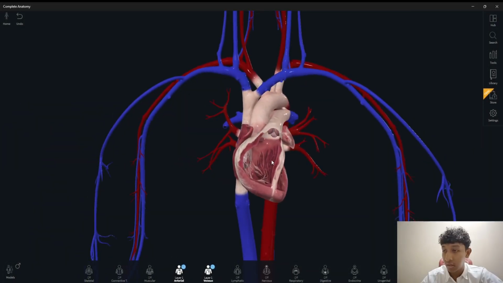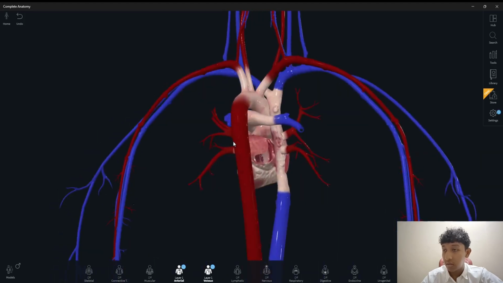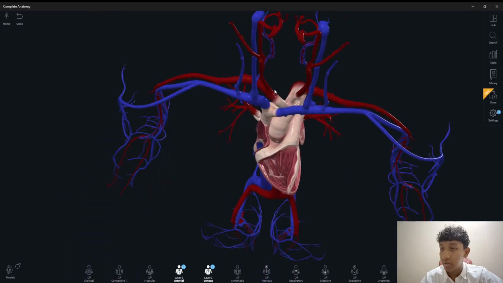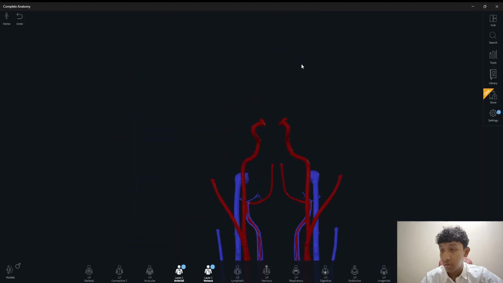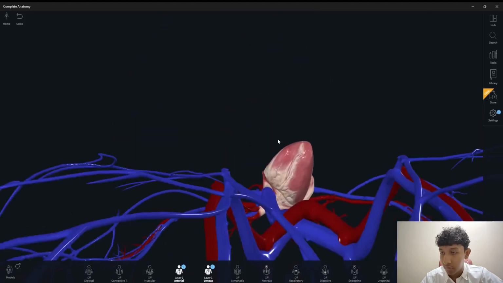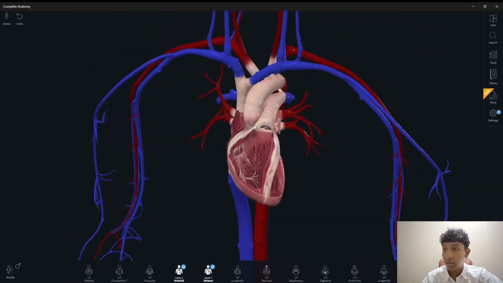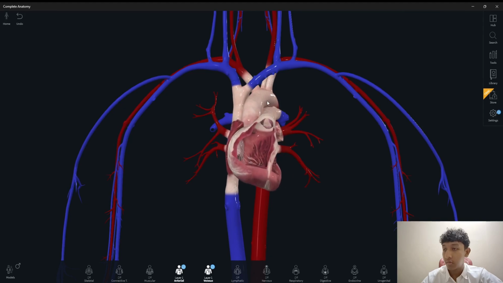So these are the anterior sides, which is the front, and these are the posterior side, which is the back. These are the superior positions, and these are the inferior positions. You can see here that these are the hearts, right?